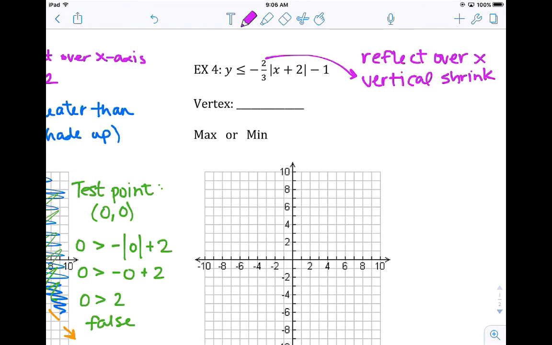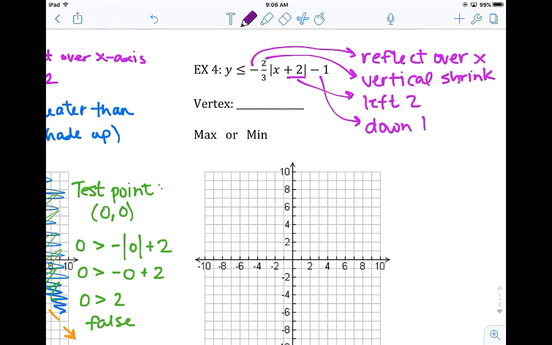So instead of just going up 1, out 1, or down 1, out 1, now we're going to go up 2, out 3, or down 2, out 3. And then inside, we're going to the left 2. And then lastly, outside, whoops, let's change that arrow. We are moving down 1.